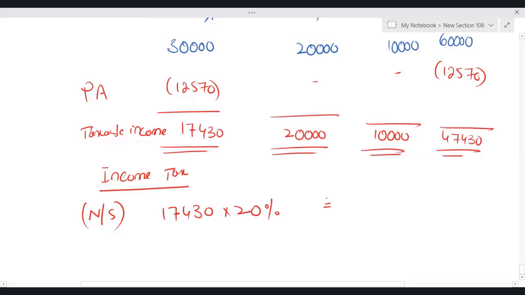17,430 into 20% is 3,486. Now, can I say the taxable income in the column of non-saving is more than 5,000? Since it is more than 5,000, no issue of starting rate band.